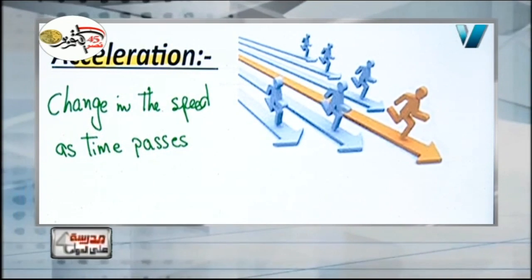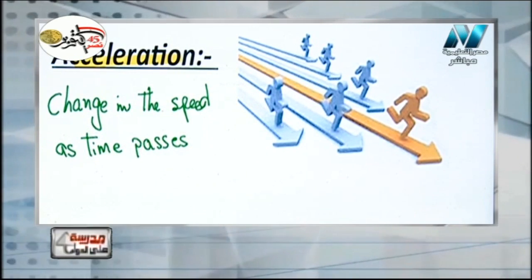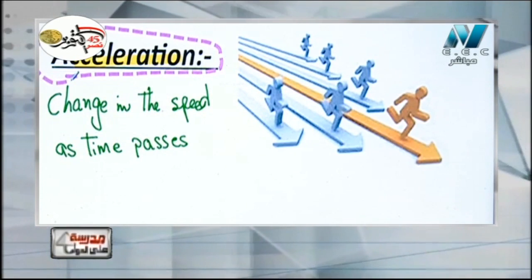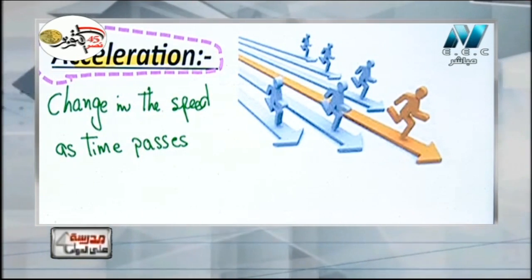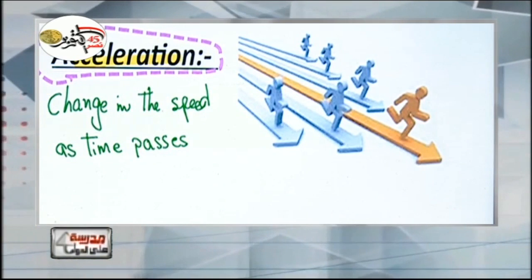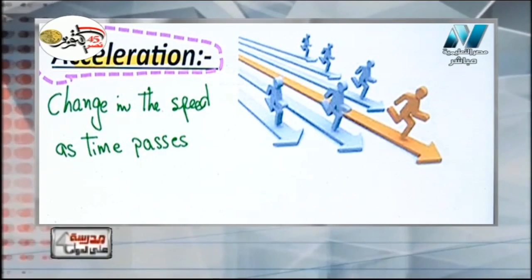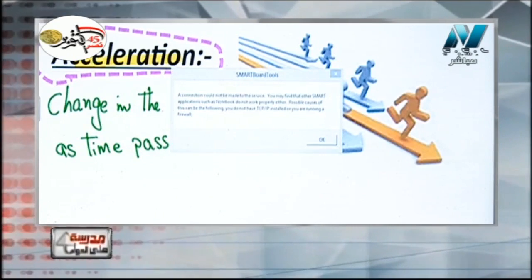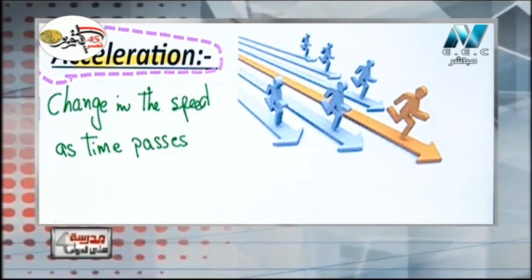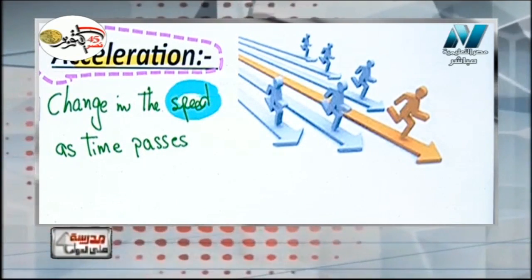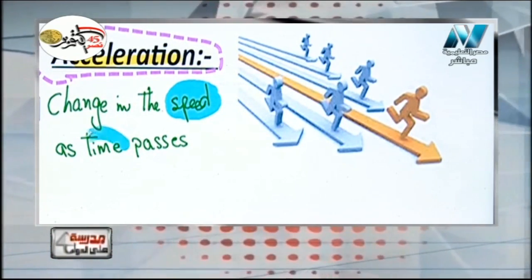So we know now what is meant by acceleration: change in speed through a time unit, or as time passes, or in 1 second. From this definition we know we have two factors affecting the acceleration. The first factor is the speed, and the second factor is the time.